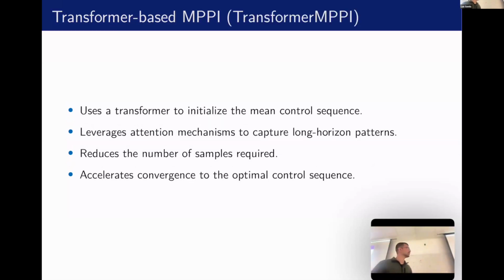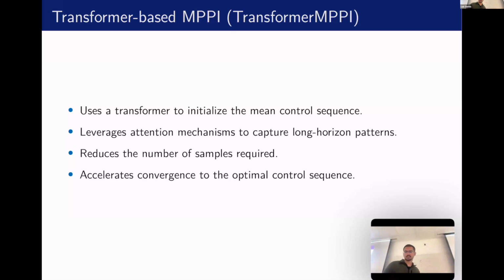So what we basically do is we leverage a transformer to initialize the mean. So this mean is such that you need a lower number of samples for sampling the trajectories around that mean. And this mean is then close to the optimal control sequence, but not the optimal one.